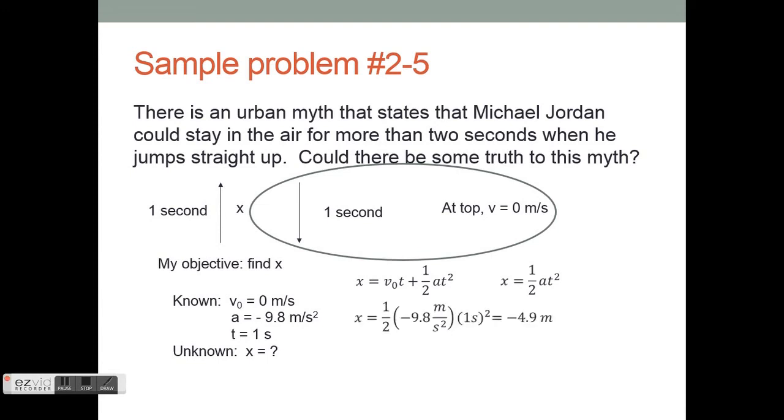V0t cancels out, and what you get is that in order for him to be in the air for 2 seconds, he'd have to have fallen 4.9 meters. So this would also mean that he would need to be able to jump 4.9 meters into the air. Now that's about 16 feet. For sake of reference, the basketball net is about 10 feet off the ground.